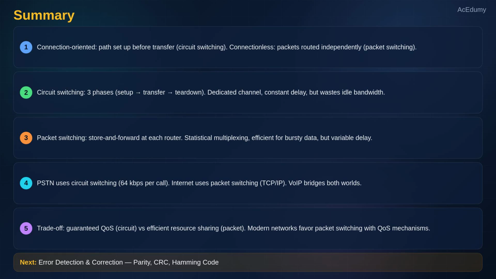In the next lesson, we will explore the PSTN infrastructure in detail. The hierarchy of switching offices, local loops, trunks, and signaling systems that make telephone calls possible.